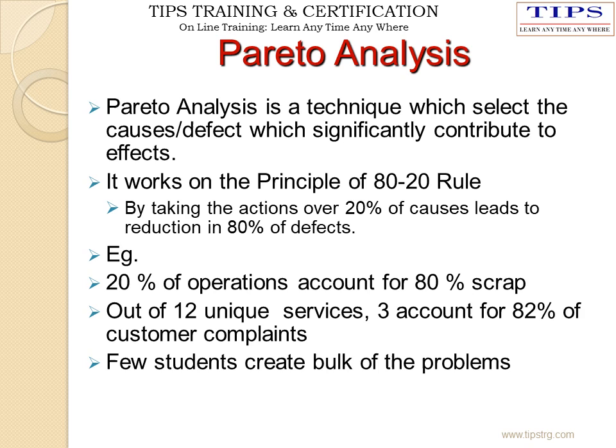What does it mean? In other words, taking action on 20% of causes leads to a reduction in 80% of defects. Other examples are: 20% of operations account for 80% of scrap. Out of 12 unique services, 3 account for 82% of customer complaints, and a few students create a bulk of the problem.